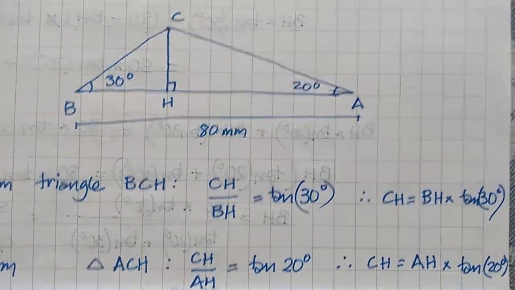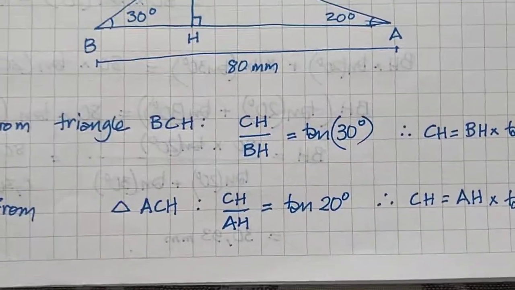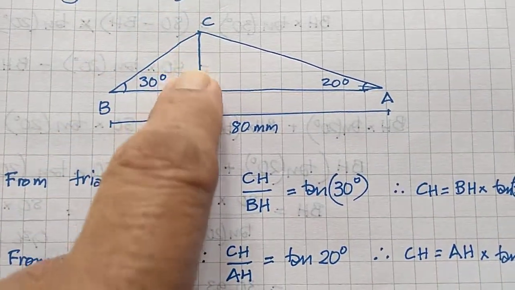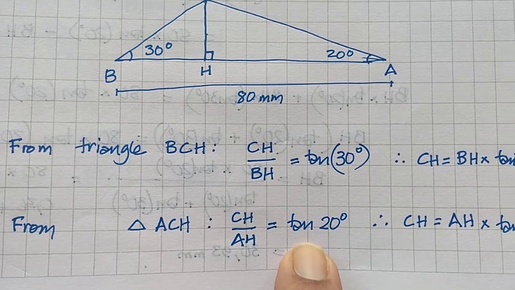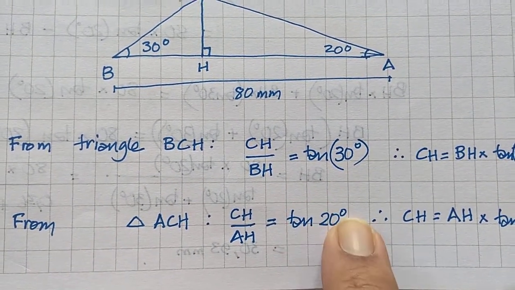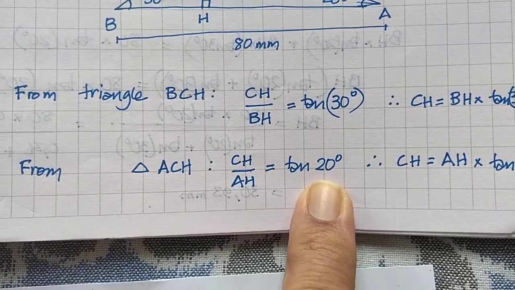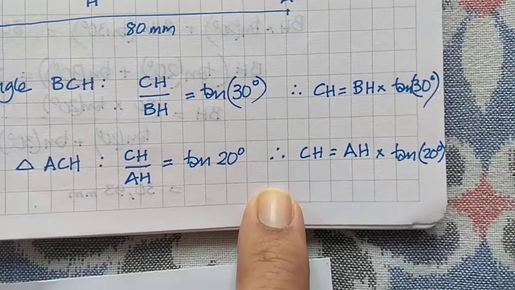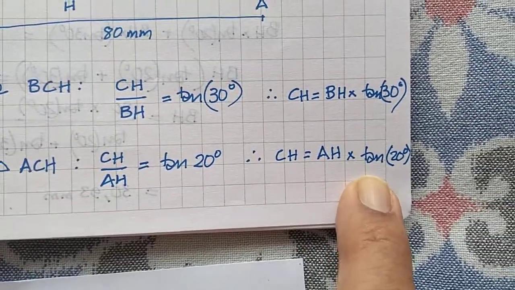Now we take the other triangle, this triangle ACH, and we do the same thing. So we get CH over AH is equal to tan of 20 degrees. See, I've forgotten to put the brackets here, but sometimes that is acceptable. Some people put brackets, some people don't put brackets. Okay, so from here we can say CH is equal to AH into tan 20.